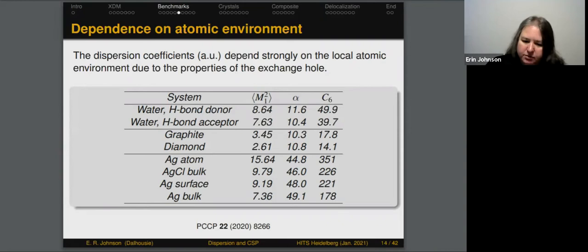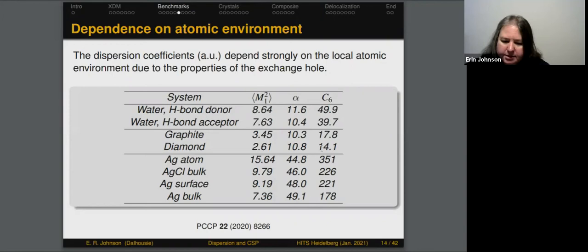So within the water dimer, you have one water that acts as the hydrogen bond donor, and the second water acts as the hydrogen bond acceptor. And you can see that there's a significant change in the C6 dispersion coefficient depending on whether the water is acting as the donor or the acceptor molecule. And this arises from both changes in atomic polarizability or molecular polarizability and the exchange hole dipole moment integrals.